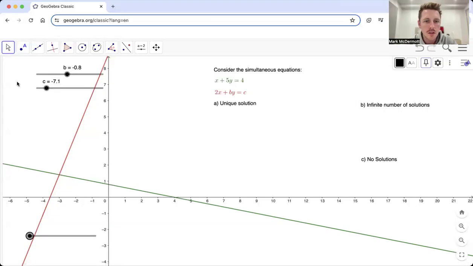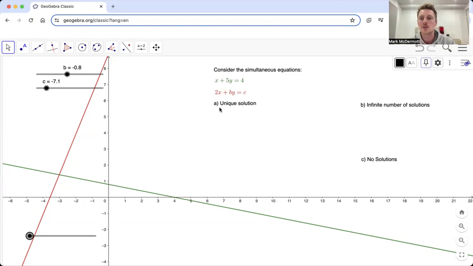All right, so what I wanted to have a look at is a system of simultaneous equations where you've got these extra parameters. So you can see we've got these two equations, x plus 5y equals 4 and 2x plus by equals c. But what we're saying is we've got these extra parameters in here, b and c. And then we've got three different situations. We've either got a unique solution, we've got an infinite number of solutions, or we've got no solutions.